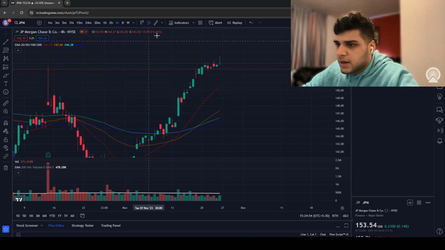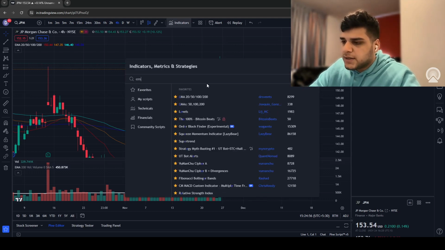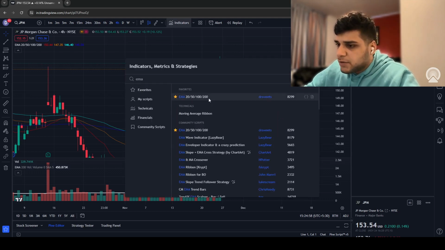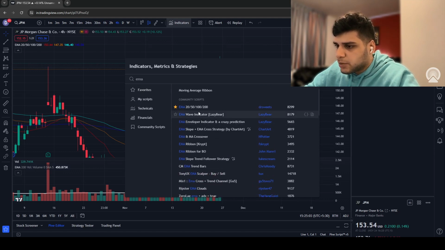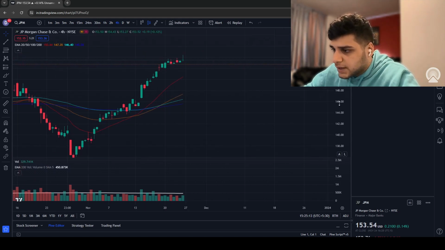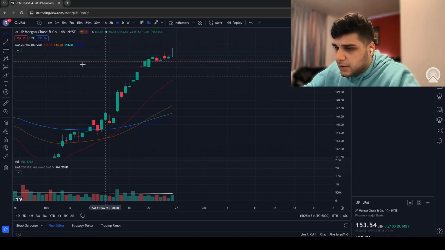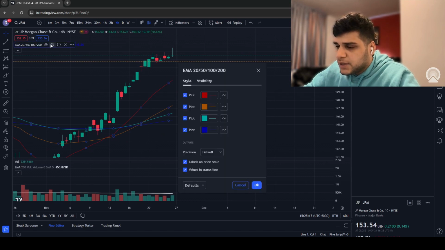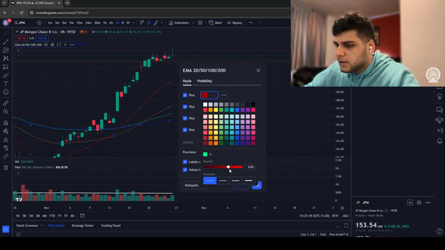Now, here I just went into the indicators and typed in EMA. It's in my favorites, so it came up on top for me, but it's a pretty popular script otherwise as well. This one, EMA 20, 50, 100, 200. You can find it easily. And when you do, you'll get these four lines on your screen here. Let me just edit these real quick to make them easily visible.